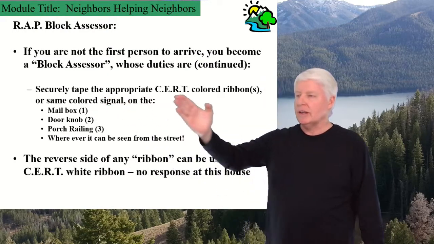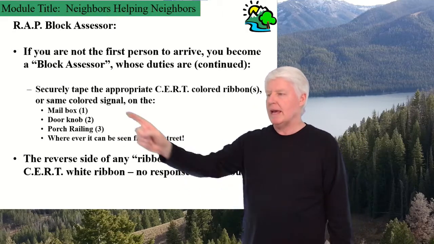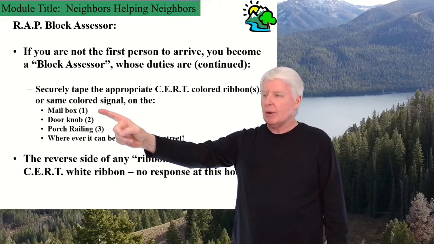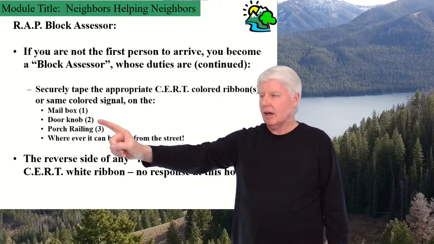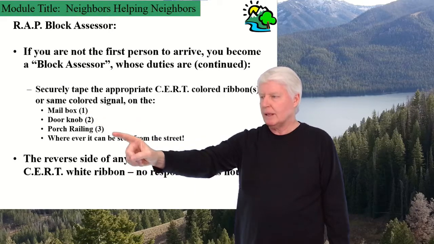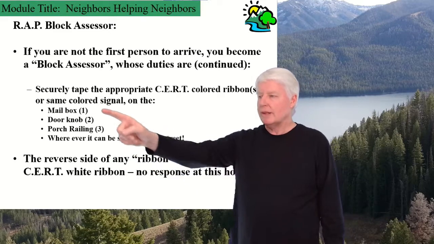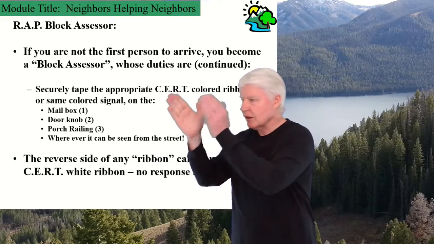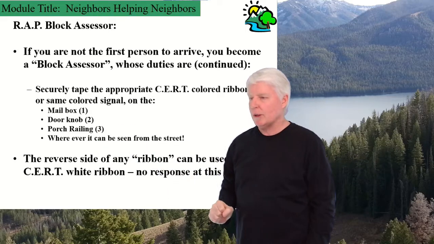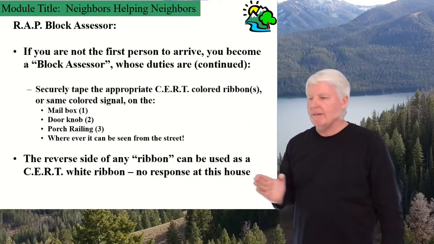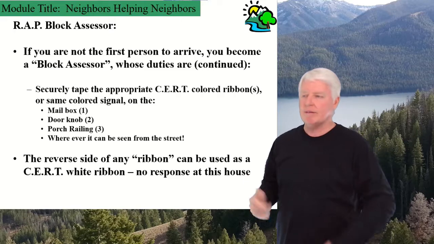All right, continuing on, securely tape the appropriate CERT color ribbons or the same colored signal on the mailbox. That is the first priority. If it's not visible, if there's a big tree on top of it, go and try the doorknob. If there's not a doorknob available, front door, remember, then porch railing. Put it somewhere where it's visible from the street. But I want to make the top priority the mailbox. That way, first thing you look at: mailbox, doorknob, porch railing, and then you search around a little more to see if you can find it. The reverse side of any ribbon can be used as a CERT white ribbon. This means no response at this house. You couldn't find anyone at home.